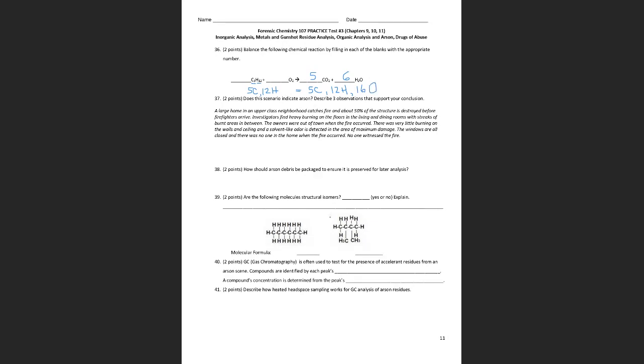16 oxygens on the right. I only have 2 right now. So what can I multiply 2 by to give me 16? 8. Now I have 16 oxygens on both sides. The one that's blank is going to end up being the number 1. So there's 1. And by the way, what's the name of this compound?